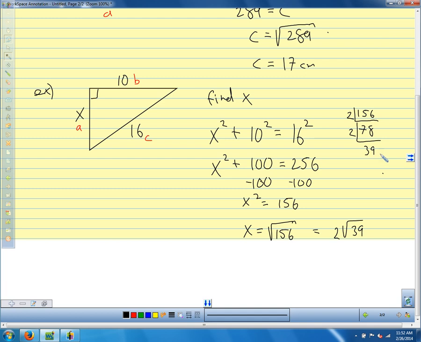So we do this upside down division. Whatever we're left with down here stays in the square root, and for each pair that we have out here, one of the pair comes in front of the square root and multiplies.